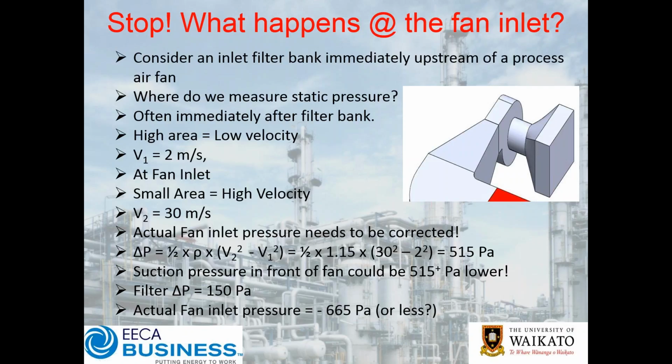Now generally, if I get our highlighter out, we might have a point here where we take a static pressure reading after the filter bank. What that tells us is the pressure drop across the filter bank, but you'll notice that by virtue of it being a filter bank, we've deliberately got quite a large cross-sectional area to reduce our velocity so that our pressure drop across it is relatively modest.